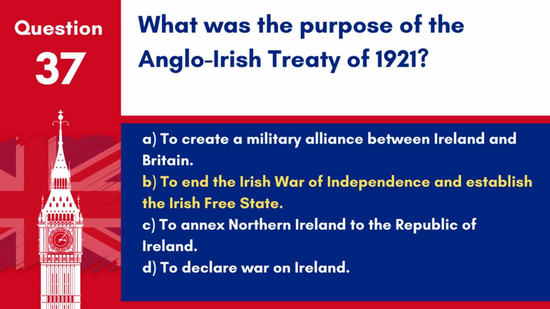Answer: B. To end the Irish War of Independence and establish the Irish Free State. The treaty provided for the establishment of the Irish Free State as a dominion within the British Empire, which later led to the complete independence of Ireland.